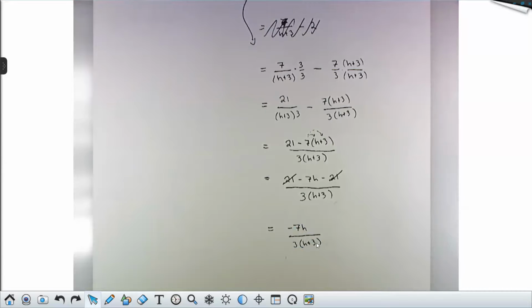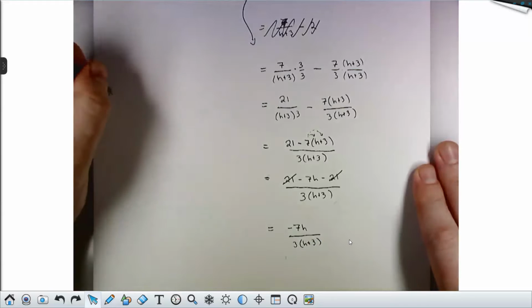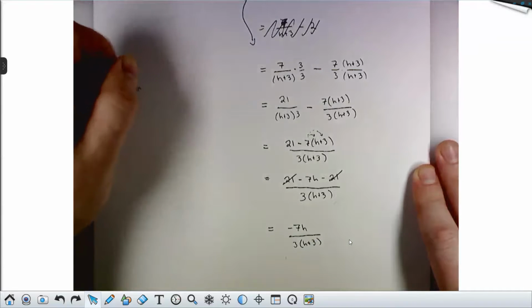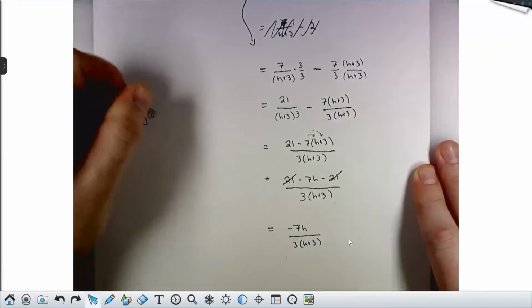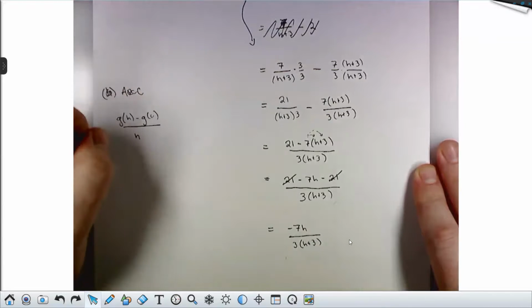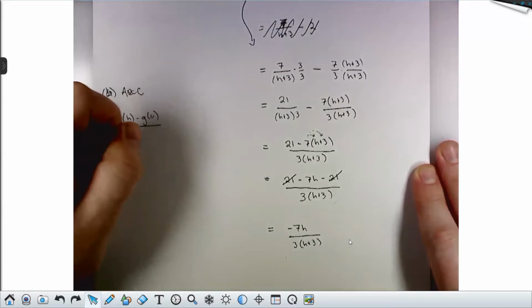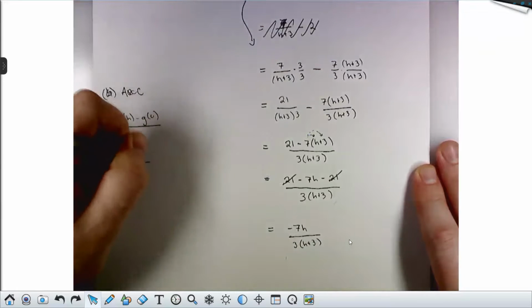Okay, I see. Right, because the 3 right here doesn't have an h that I could factor out. Okay, we could factor out an h, then we would do that. The neat thing though is that the average rate of change would be the same thing, g of h minus g of 0 all over h. And we just computed g of h minus g of 0. That's negative 7h over 3 times h plus 3.